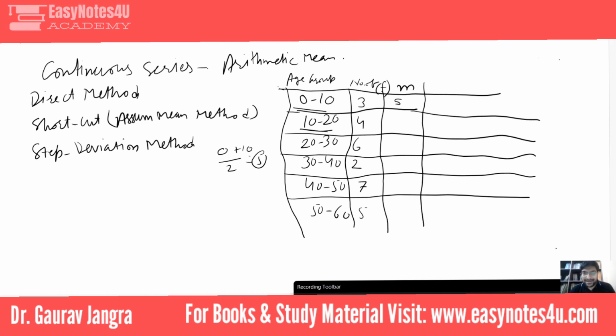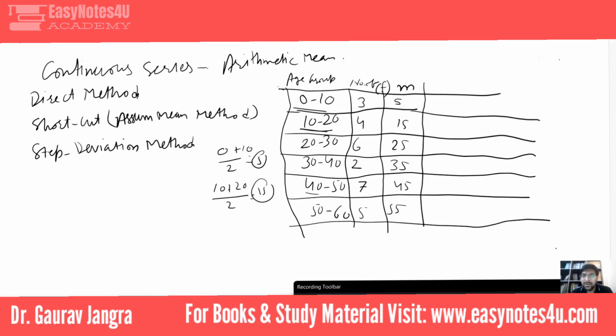The middle point of the next is the lower limit plus the higher limit divided by 2, it will be 15. So now it will be 15, then 25, 35, and the mid value between 40 and 50 will be 45, and then 55.